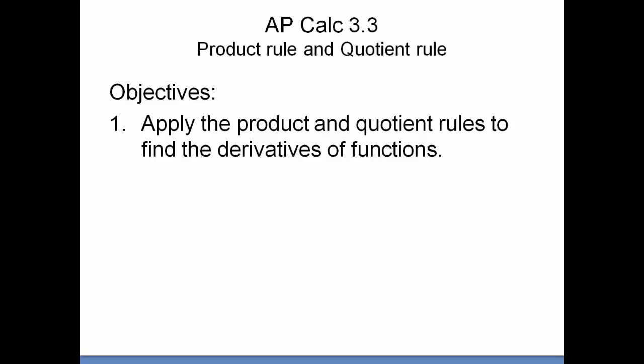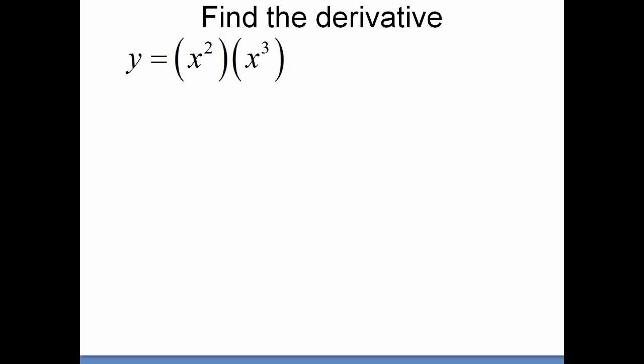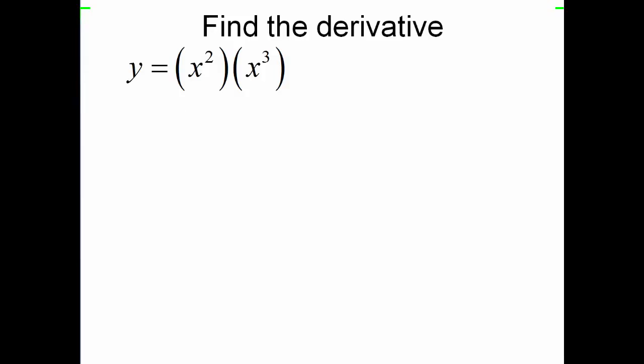Okay, today we're going to talk about the product rule and the quotient rule and how to use them to find derivatives of functions. So let's say we need to find the derivative of this function right here. We know that we can multiply these two, and that would give us y is equal to x to the fifth power. And using the power rule, we can find the derivative. y prime is going to equal 5x to the fourth power. So here's one way to find the derivative.